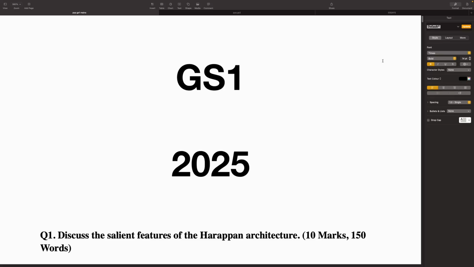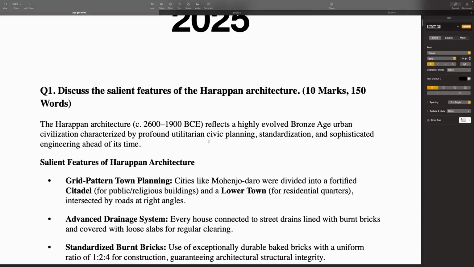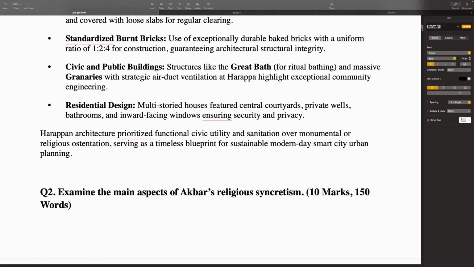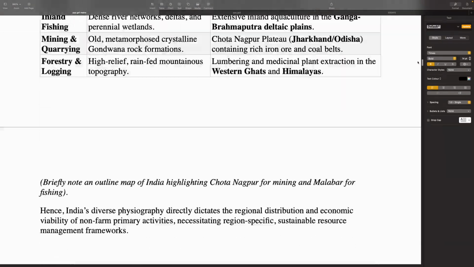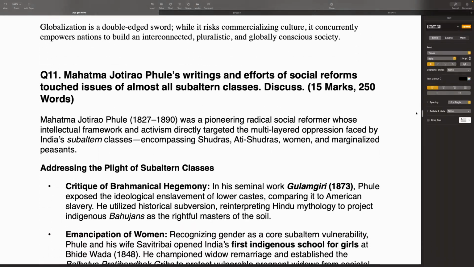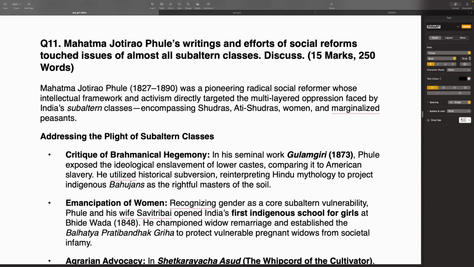Welcome to day 3 of revising previous year question paper and essay. So let's get started with GS1 2025. And I'm already done with question 1 to 10. So I will start with question number 11 and I will do like 5 questions of GS1, 5 of GS2 and then essay. Let's get started.